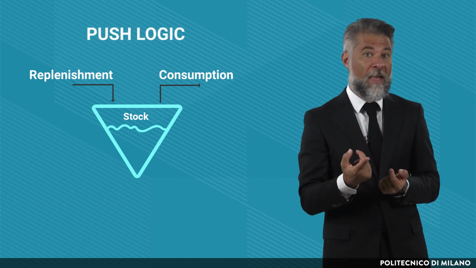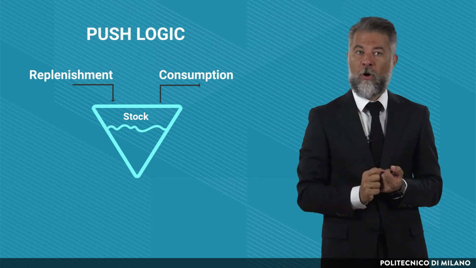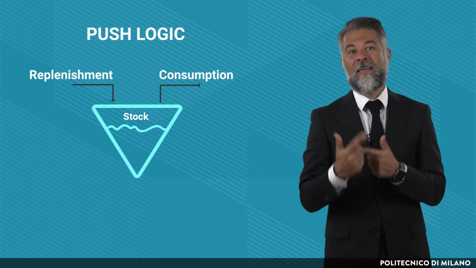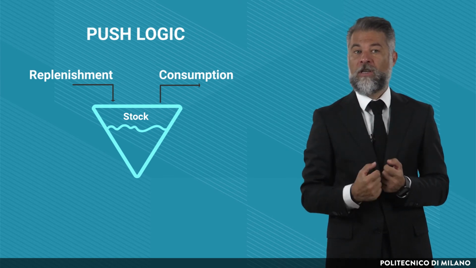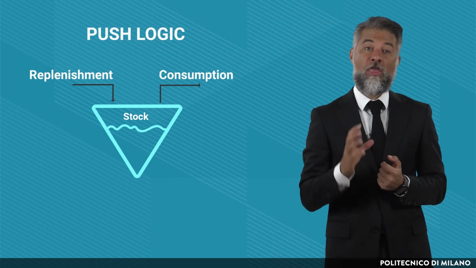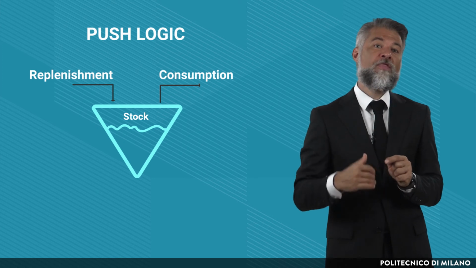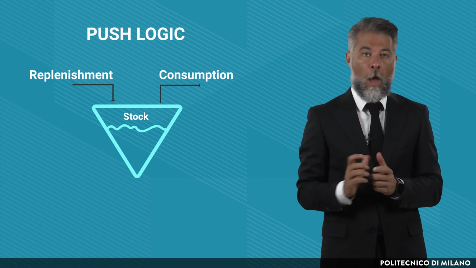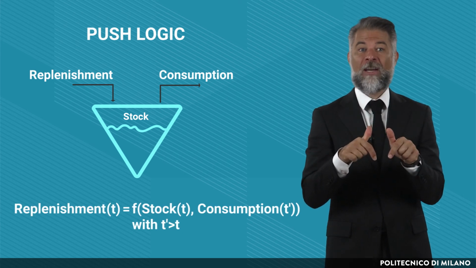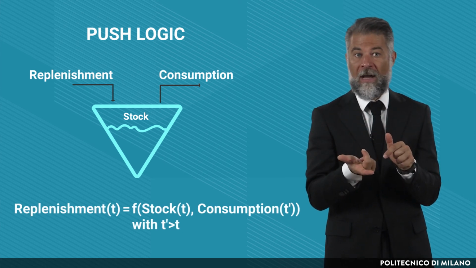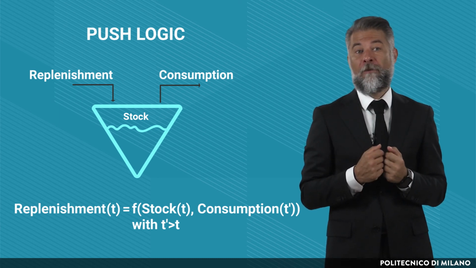Push systems take care to cater for future consumptions of the component, knowing that it will be required to complete the assembly of end products according to the MPS. So the replenishment now anticipates consumptions in future periods. More in general, the replenishment at time t is a function of the component's inventory at time t and the consumption expected in future periods.